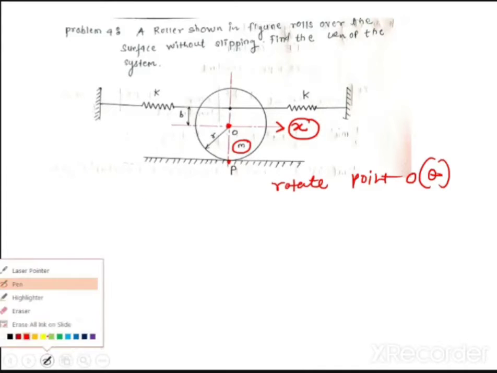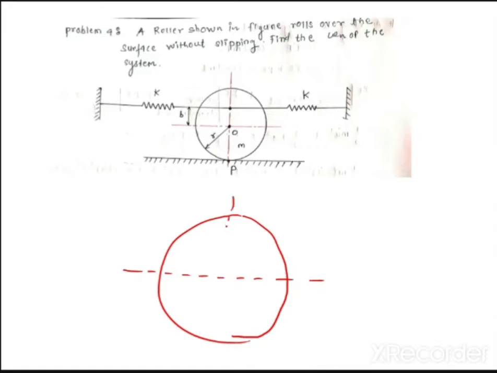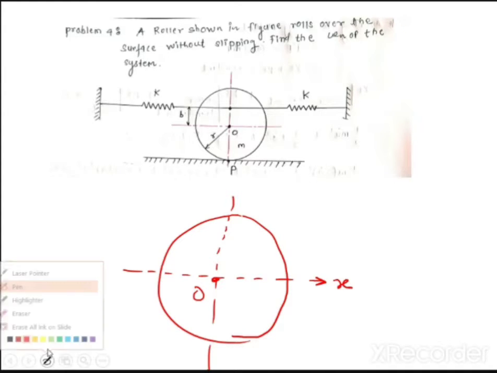So basically, if you want to draw a free body diagram, let me draw a dynamic condition diagram, not in a steady state. Means I am giving a displacement. So let us say this is a center point O. Now you are giving a displacement x to the center point. Let me call this point P.